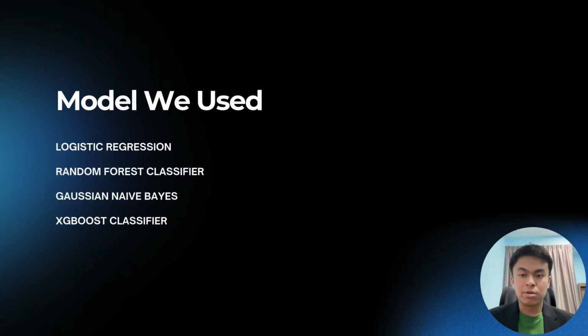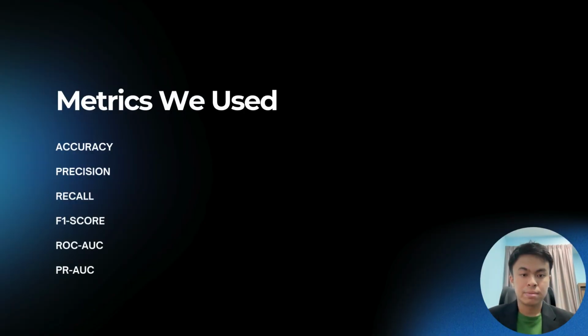For this assignment, we decided to go for logistic regression, random forest classifier, Gaussian Naive Bayes, and also XGBoost classifier for our dataset. Since our dataset is highly imbalanced, we use many different metrics to evaluate our models. For example, precision, recall, F1 score, the ROC AUC, and also the PR AUC.